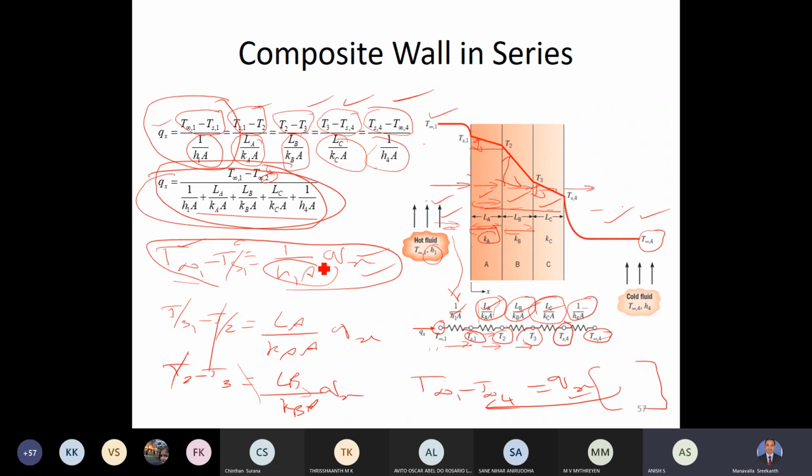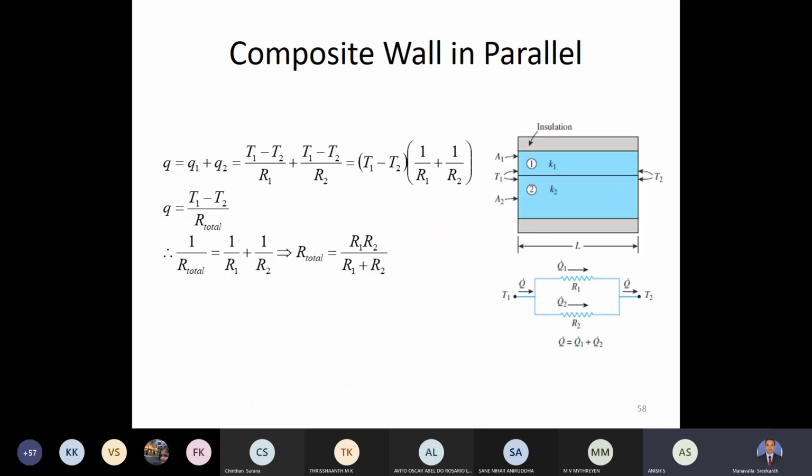Similarly, now since you know Ts1, use that equation here to calculate Ts2. Likewise, use T2 here to calculate the value of T3. So in this way, you will be able to find out the temperature at different locations. But using this resistance network, you will be able to find the temperatures only at the boundaries. Okay, that you must keep in mind. So this is one example of a composite wall which is in series.